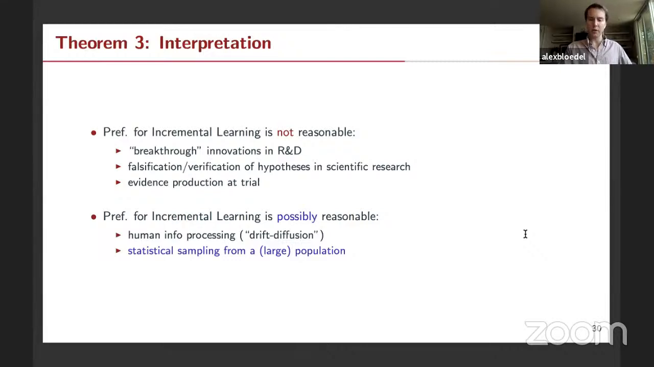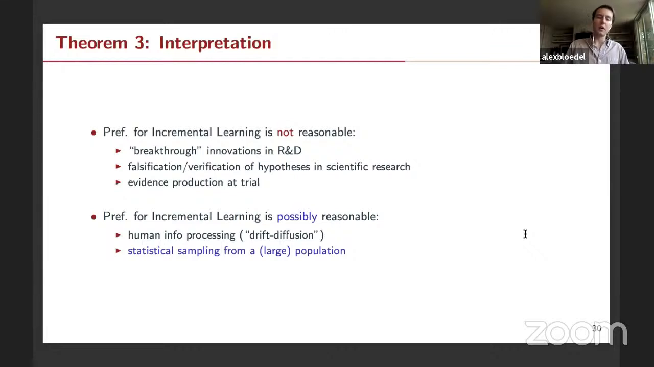Okay, so how do we interpret this theorem? Well, preference for incremental learning is probably not reasonable in the following settings. One would be for research and development, where it's very common to engage in strategies where you try to find breakthrough innovations that cause your beliefs to jump by a large amount. It's also probably inappropriate to model scientific research, where it's common to try to definitively falsify or verify particular hypotheses. And similarly, in evidence production at trial, where a given piece of evidence might definitively prove or disprove a defendant's guilt.